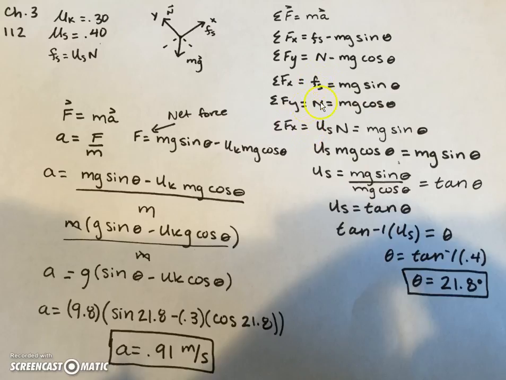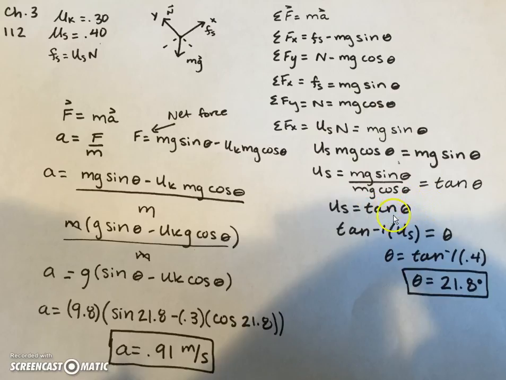For the static friction force, it is equal to the coefficient of static friction times the normal force. You substitute it for the static friction force, and you get the coefficient of static friction times the normal force is equal to mg sine theta. So coefficient of static friction times mg cosine theta is equal to mg sine theta. Divide both sides by mg cosine theta, and you end up with tangent theta. So the coefficient of static friction is equal to tangent theta.